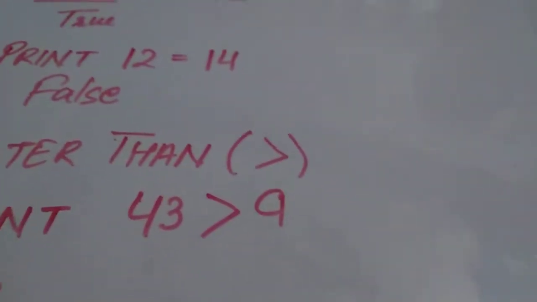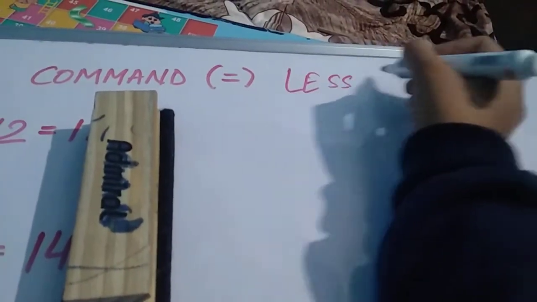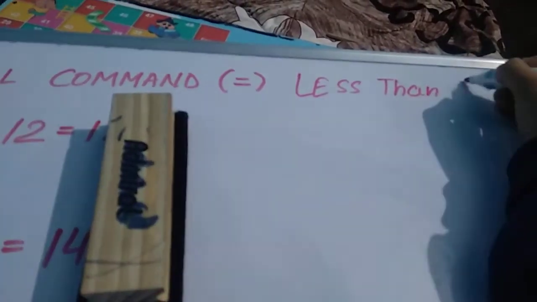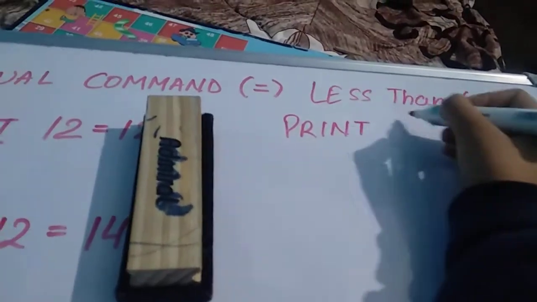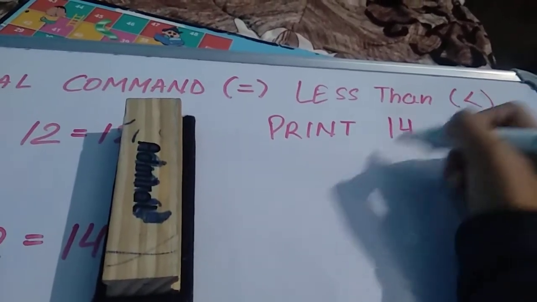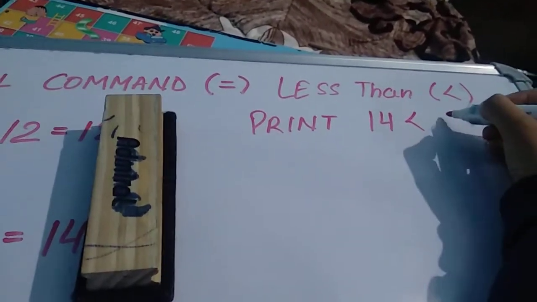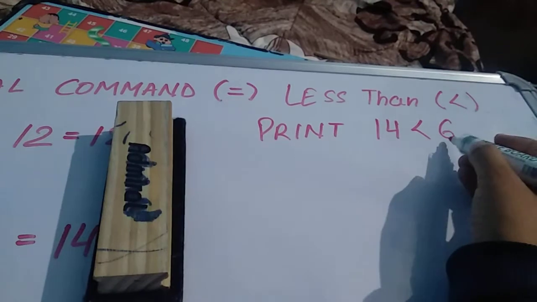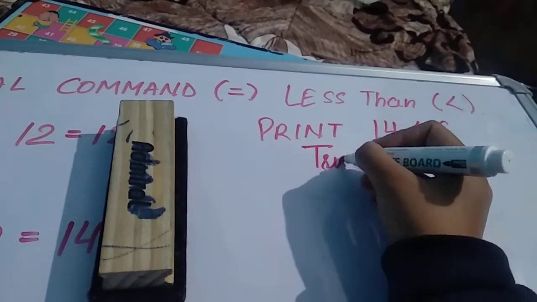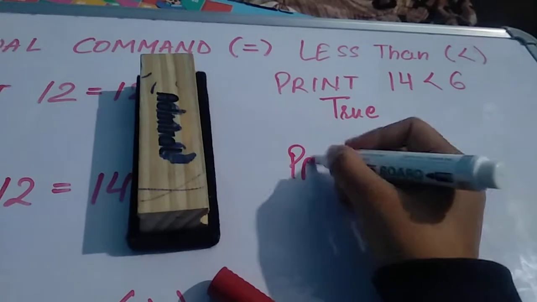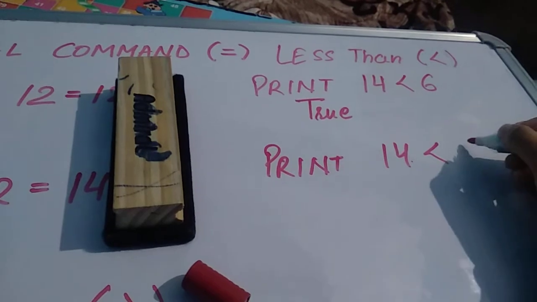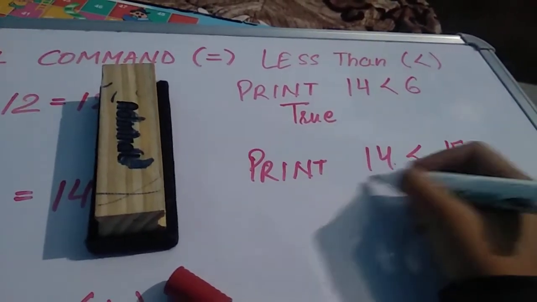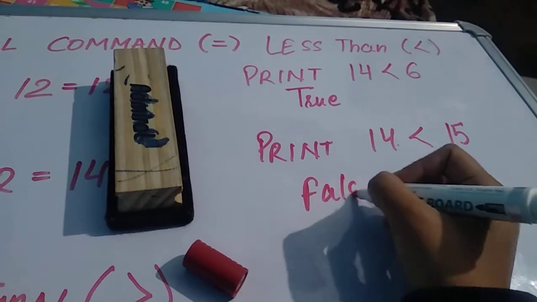Again, now moving to the next operator, that is less than. Again, this print command we are giving, and we will give two numbers. I have given one 14 and I have given one 6. So this condition is true. So our answer will be, or output will be true. And if the condition is false, in this condition is false, so the answer will be false.